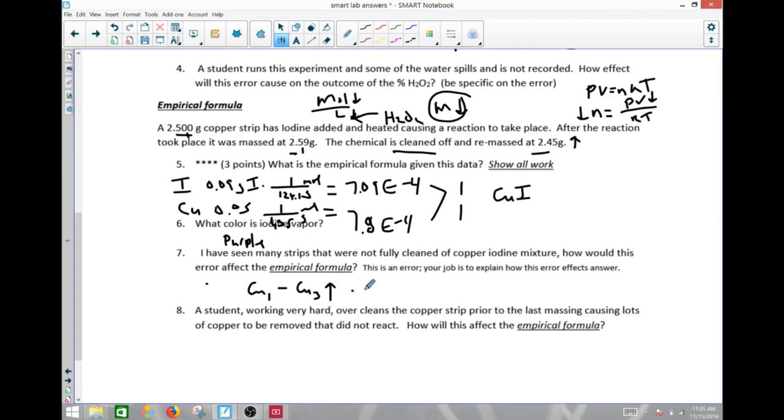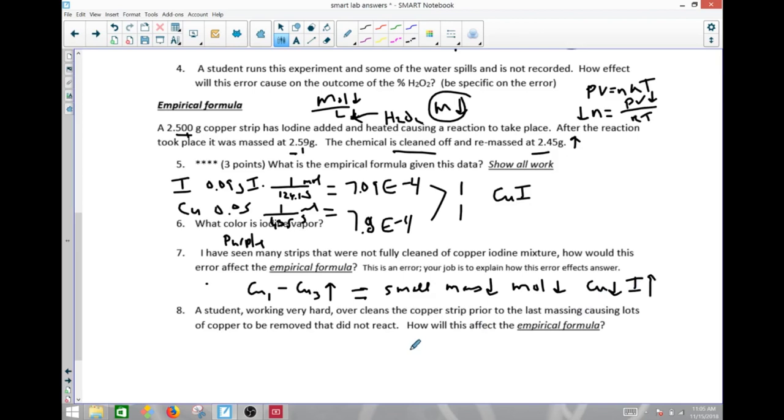So this is going to cause this value to seem too small. And if this is too small, then the mass of copper is going to be too small, and of course the moles of copper will be too small. And this makes my ratio of copper seem smaller, and my ratio of iodine, therefore, seem larger. That's the result right there.